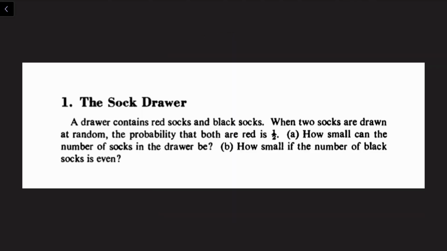Question number 1 is called the sock drawer problem. A drawer contains red socks and black socks. When 2 socks are drawn at random, the probability that both of them are red is 1/2. Part A says, how small can the number of socks in the drawer be? And part B says, how small if the number of black socks is even? Automatically reading this problem, you can tell that part A is going to be a little simpler than part B.